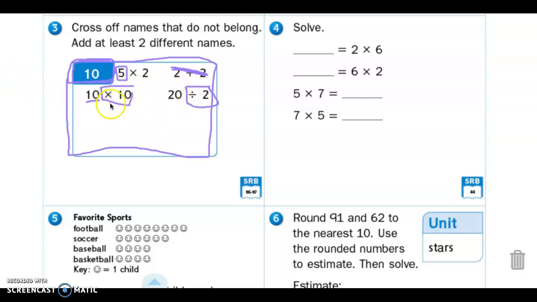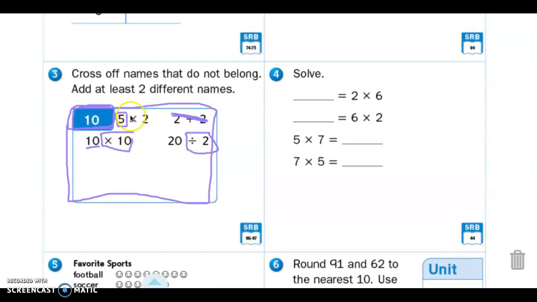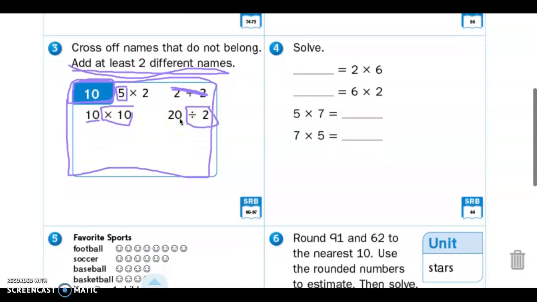Cross these out if they do not belong, or leave them if they do. What was our second step? Add at least 2 different names. You need to figure out at least two, so it means you could do more. Figure out at least 2 other names or number models without the equal sign, because you don't see the equal sign up here. Figure out 2 different names that we can equal 10. Think about adding, think about multiplying. We know that fancy rule. Remember, 1 times any number is that number. Maybe you use that one.